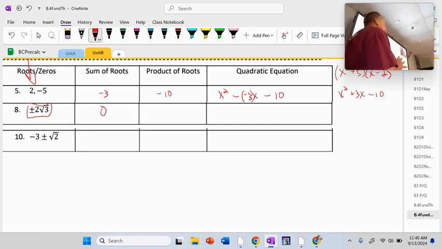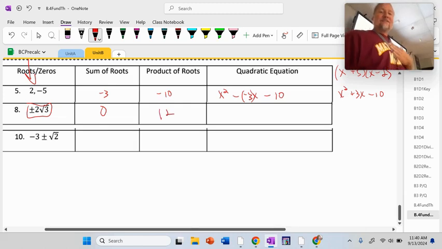Okay, and then what's 2 root 3 times 2 root 3? What's 2 times 2? Oh, gosh forbid I ask that question. 4. What's root 3 times root 3? 3. What's 3 times 4? 12. So guess what? It's x squared minus 0x. Do I have to write that? Plus 12. And then, of course, if I solve that, x squared plus 12.